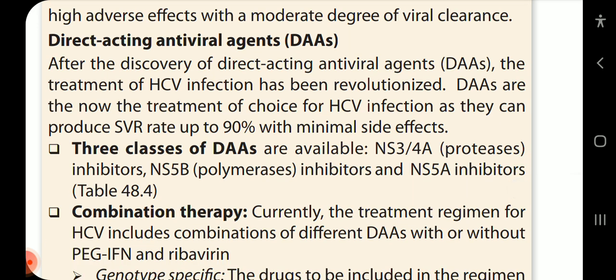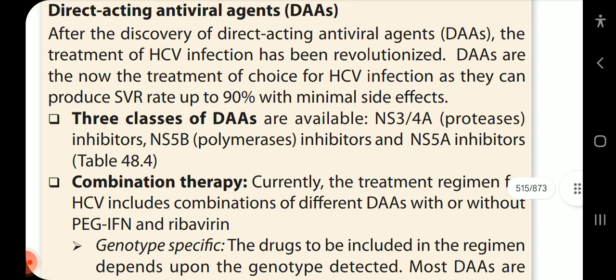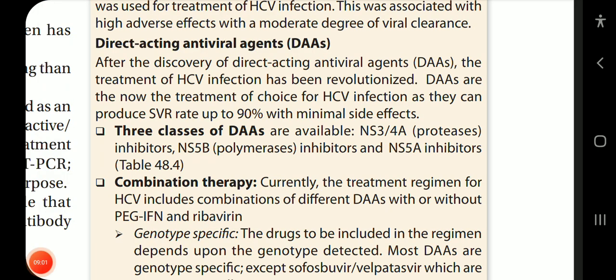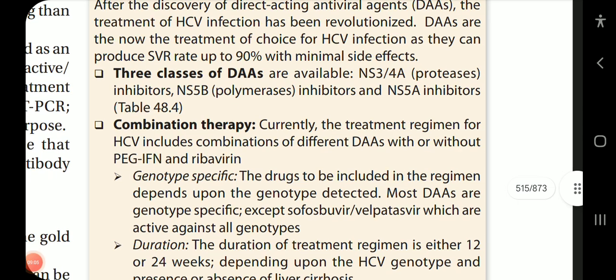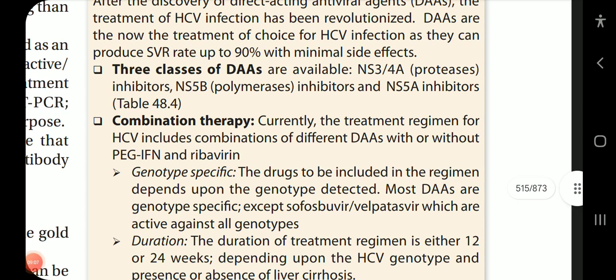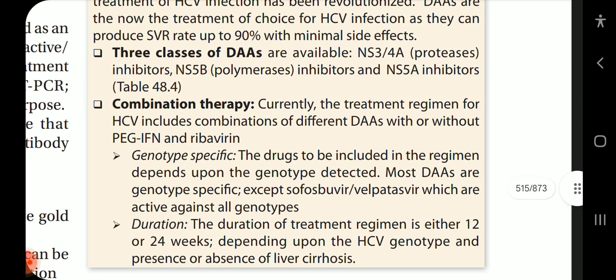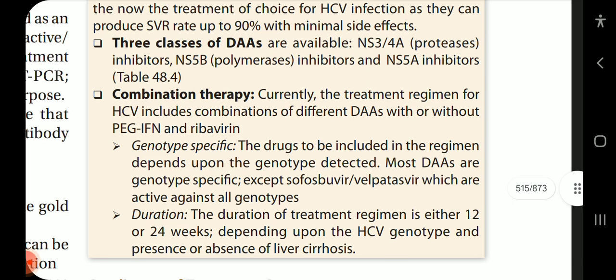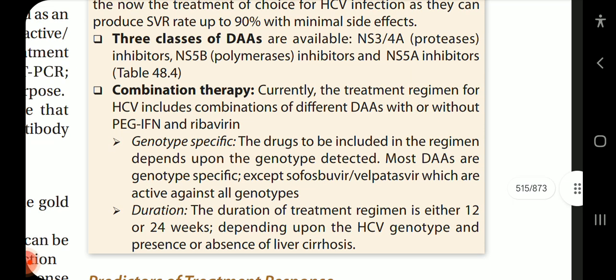Direct acting antiviral agents, DAAs. After the discovery of direct acting antiviral agents, the treatment of HCV infection has been revolutionized. DAAs are now the treatment of choice for HCV infection, as they can achieve SVR rates of up to 90% with minimal side effects. Three classes of DAAs are available: NS3-4A protease inhibitors, NS5B polymerase inhibitors, and NS5A inhibitors.